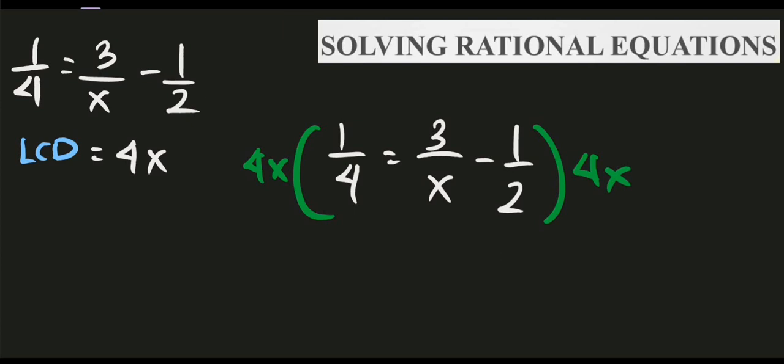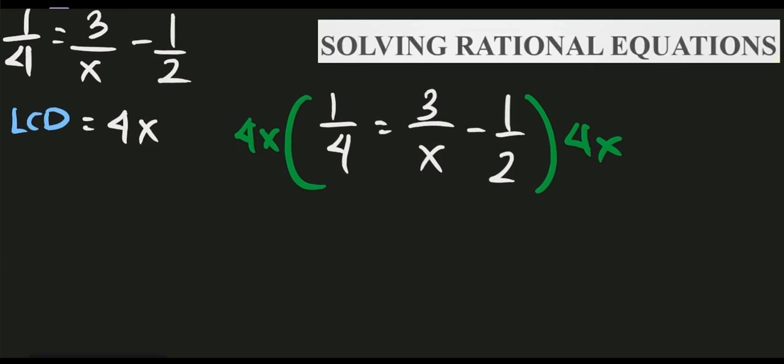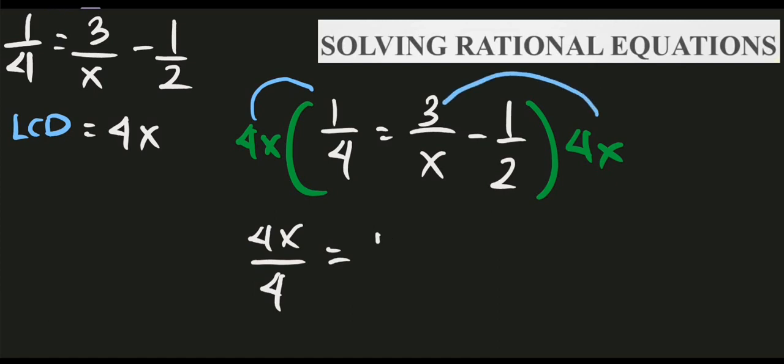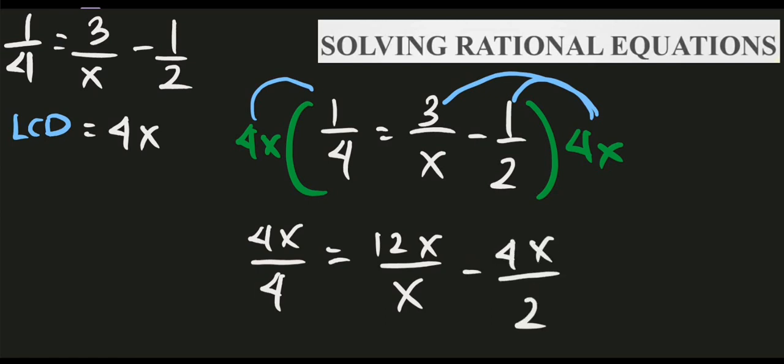Alright, now let's apply the distributive property of multiplication. So let's distribute the value of 4x to each term. So it will give us 4x times 1, that is equals to 4x, and copy its corresponding denominator. So that is equals to the right hand side. We have 4x times 3, that is equals to 12x over x. And we have 4x times negative 1, which is equals to negative 4x over 2.